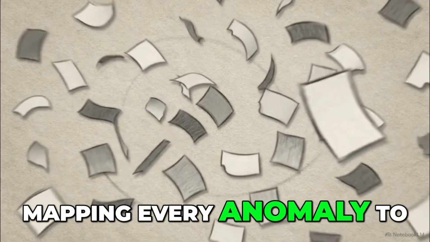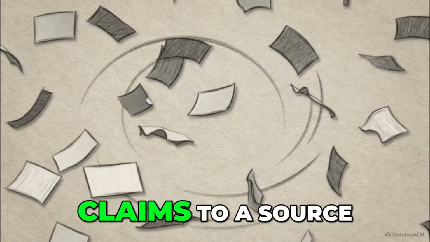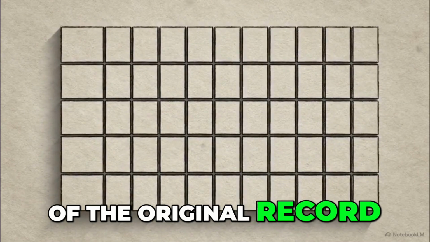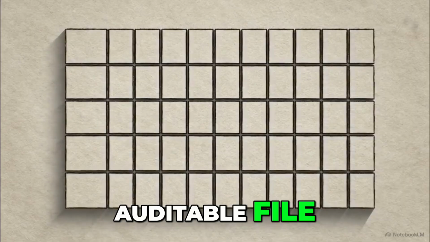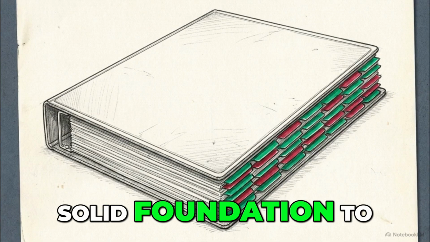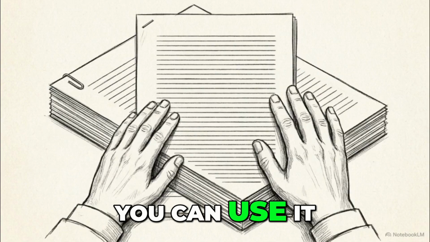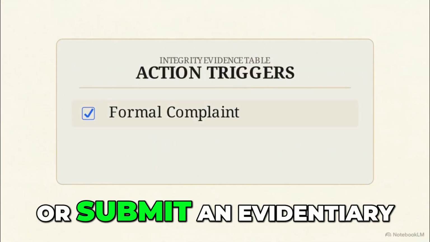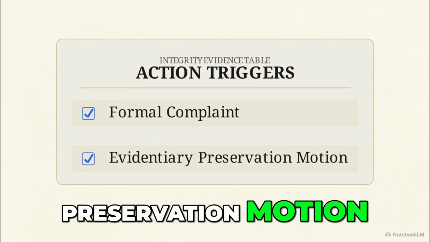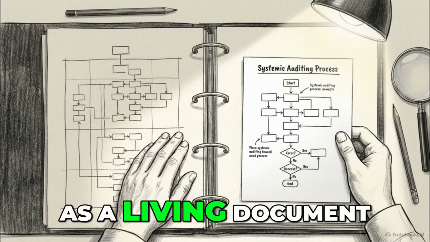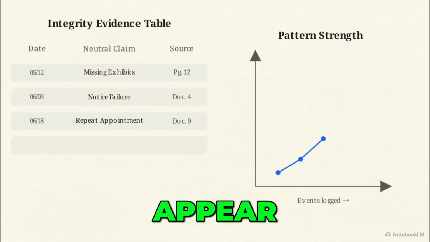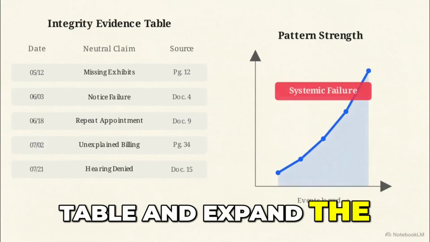Mapping every anomaly to a pillar and anchoring claims to a source citation replaces the chaos of the original record with a structured, auditable file. You now have a solid foundation to deploy this packet. You can use it to request an oversight review, file a formal complaint, or submit an evidentiary preservation motion. Keep treating this packet as a living document. As new rulings come down or new anomalies appear, log them in your table and expand the pattern.